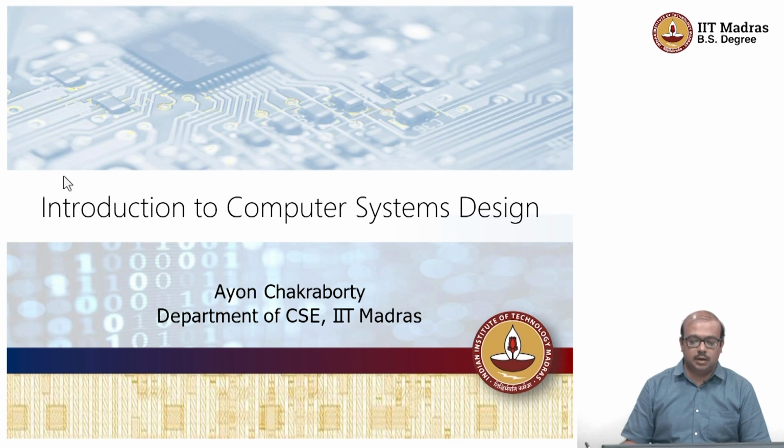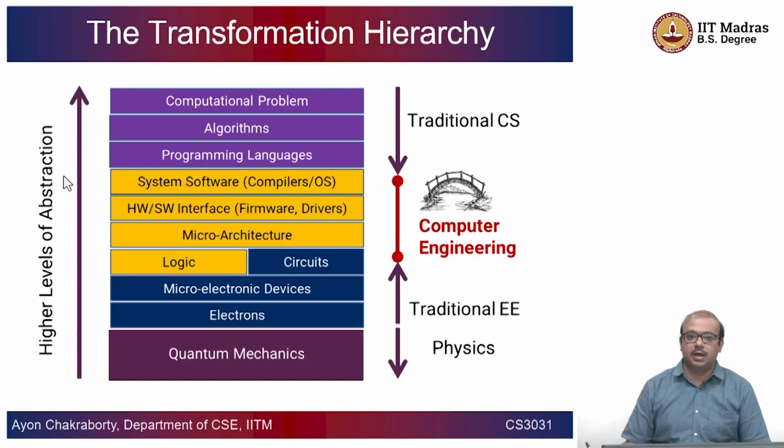So, in the last class, we have studied the digital transformation hierarchy. In particular, what are the different layers of the design aspects when we study this entire stack of problem solving on digital computers. If you remember, we started with how electrons are manipulated or orchestrated using microelectronic devices like transistors, diodes, and so on.